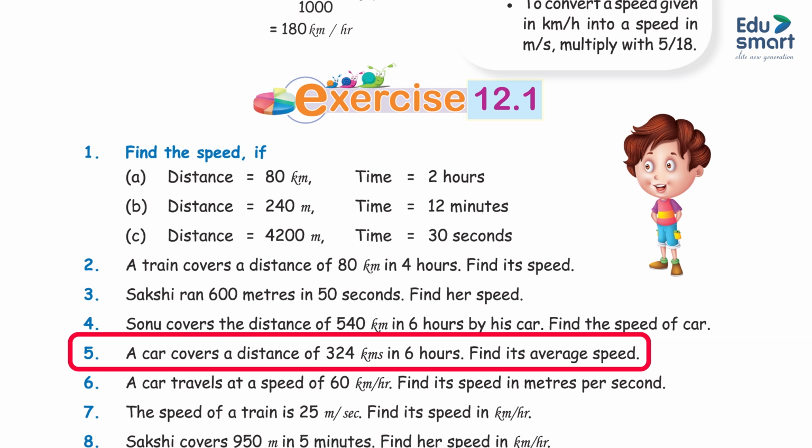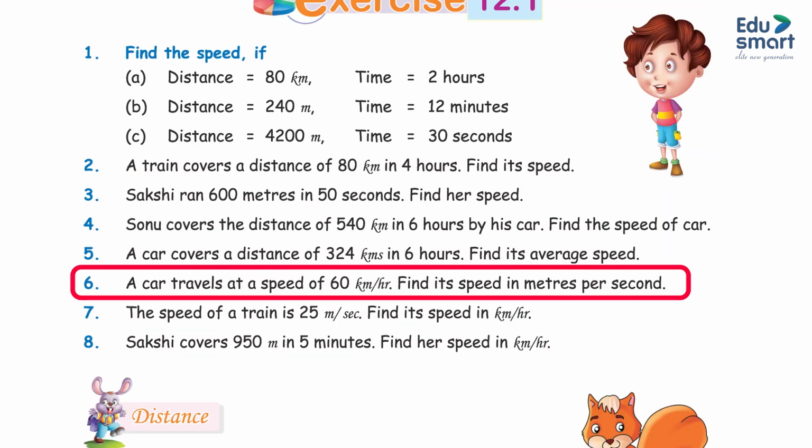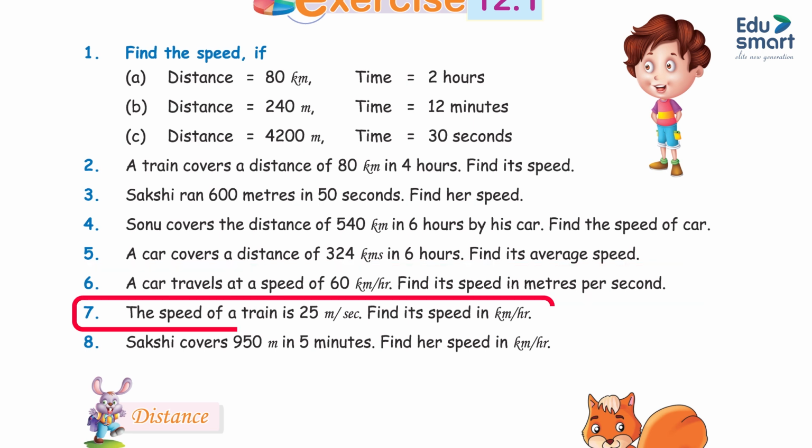Question 5. A car covers a distance of 324 km in 6 hours. Find its average speed. Answer 54 km per hour. Question 6. A car travels at 60 km per hour. Find its speed in meter per second. Answer 16.6 meter per second. Question 7. The speed of a train is 25 meter per second. Find its speed in kilometer per hour. Answer 90 km per hour.